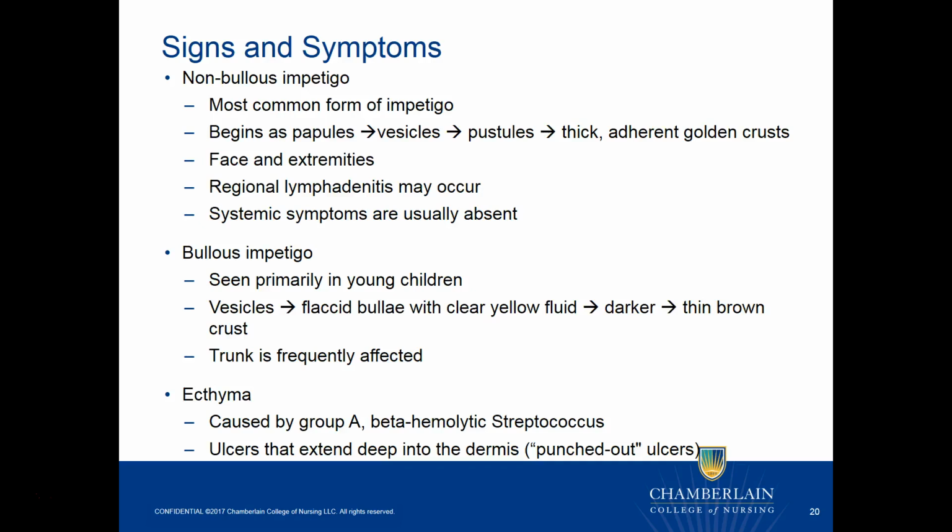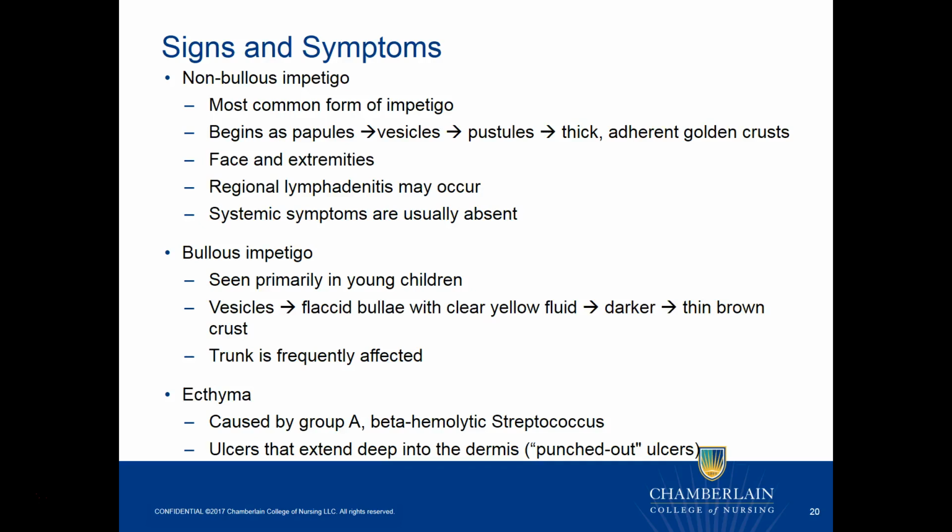Non-bullous impetigo is the most common form of impetigo. It begins as papules that progress to vesicles surrounded by erythema. Within a week, the papules eventually become pustules that enlarge, break down, and form a thick, adherent crust with a characteristic golden appearance. Lesions usually involve the face and extremities. Regional lymphadenitis may occur, although systemic symptoms are usually absent.